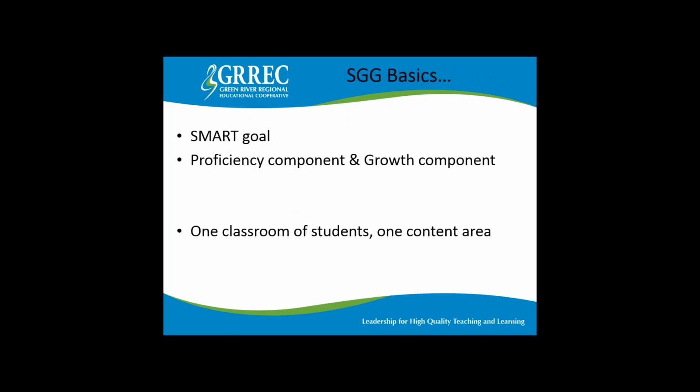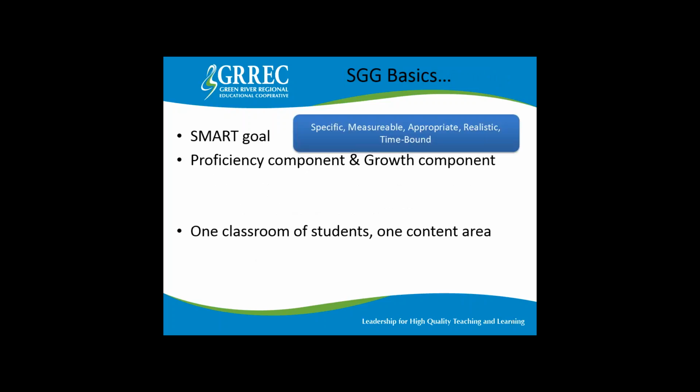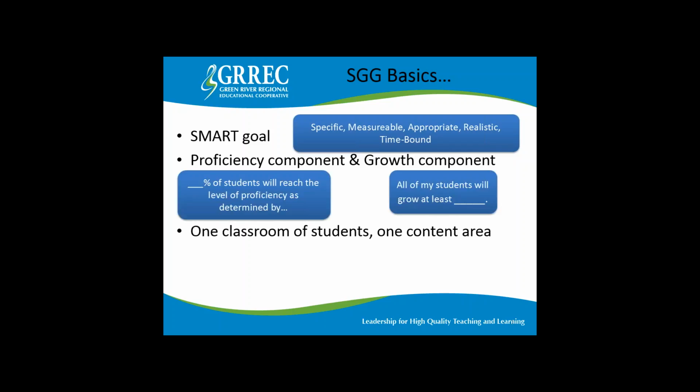Okay, so the basics of a student growth goal: you know that it must be a SMART goal. That means it is specific, measurable, appropriate, realistic, and time-bound, and we will take a look at those in just a few minutes. I've already stated it has to have a proficiency component and a growth component. The proficiency component is that percentage, the percentage of students that will reach proficiency on that enduring learning that you are measuring, and then a growth statement.